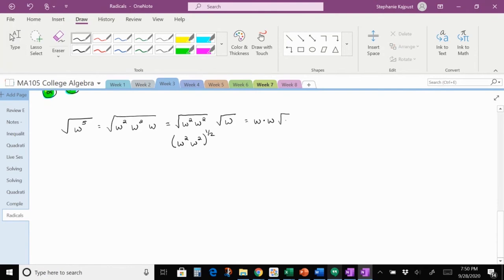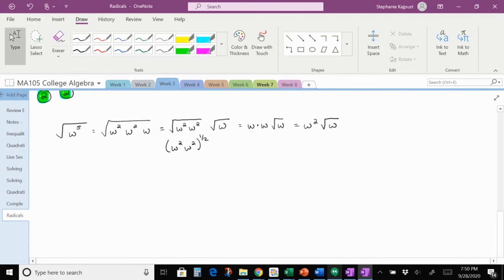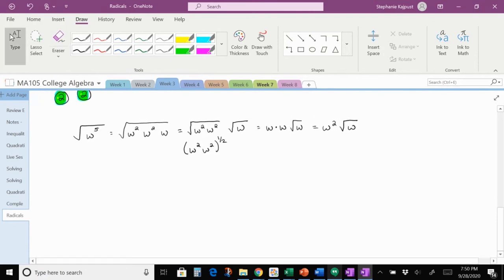And then I have my square root of w. And then w times w is w squared. And you're left with w squared times the square root of w. So you can group things in pairs, and with variables, it's literally just pulling things apart. You don't have to do a prime factorization.